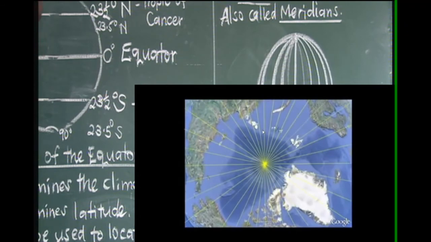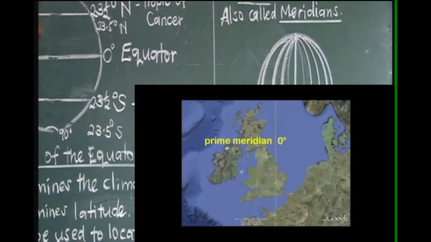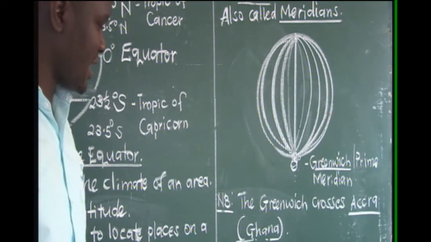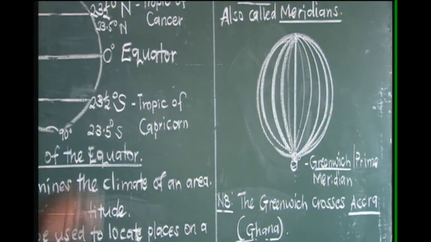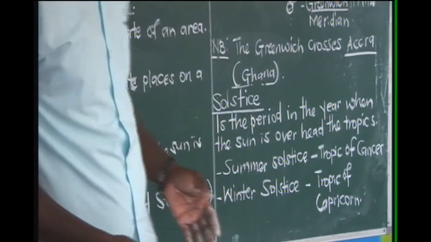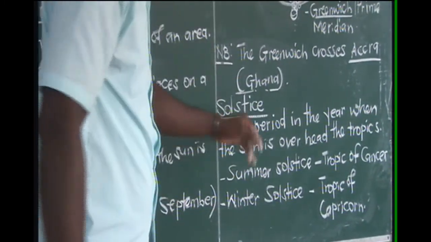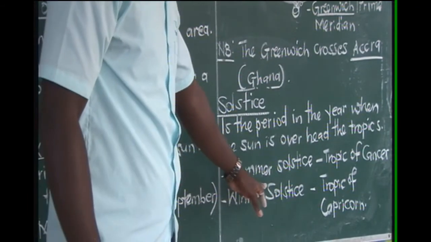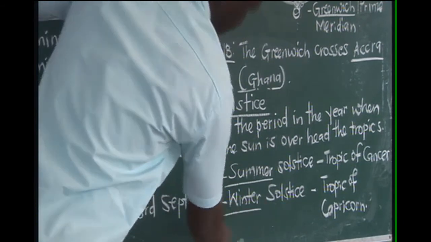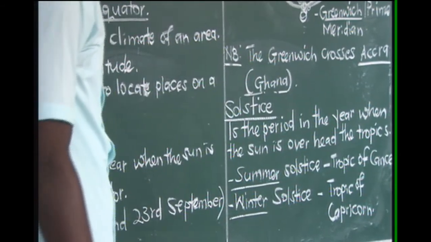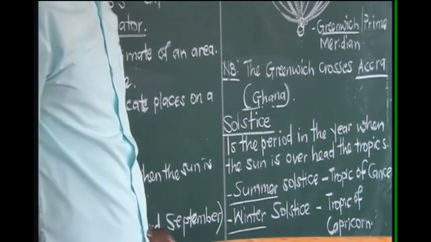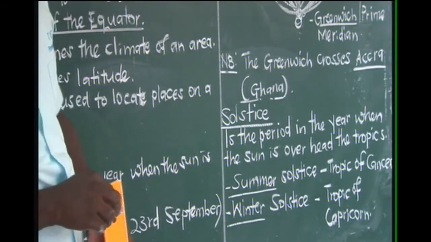So still in these lines of longitude, we also have what we call solstice. This is the period in the year when the sun is overhead the tropics, and when we talk about tropics, we come back to the Tropic of Cancer and the Tropic of Capricorn. We call that period solstice period. We have two types: the summer solstice and the winter solstice. In the summer solstice, the sun is overhead at Tropic of Cancer, and during the winter solstice, the sun is overhead at Tropic of Capricorn.